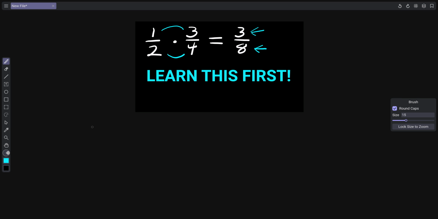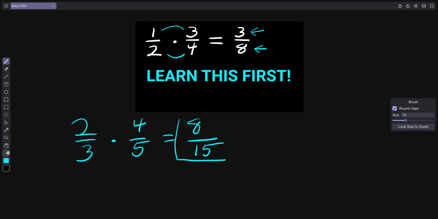To work with another example, let's say we had 2/3, and we wanted to multiply this with 4/5. Well, all we'd have to do is multiply the tops and the bottoms. So 2 times 4 equals 8, and 3 times 5 equals 15. And this would be our final answer.